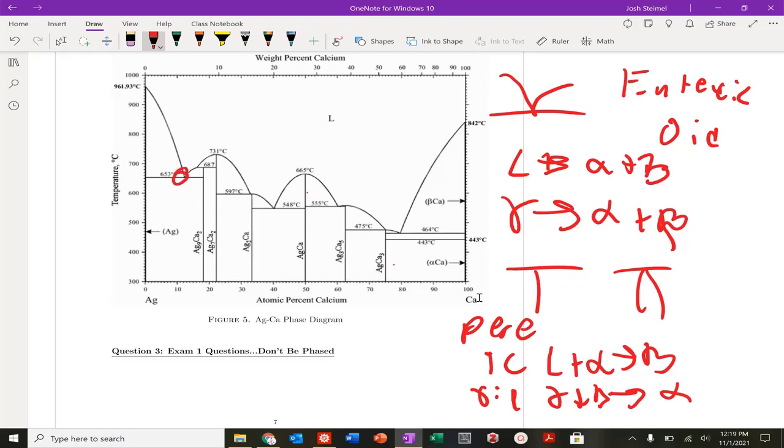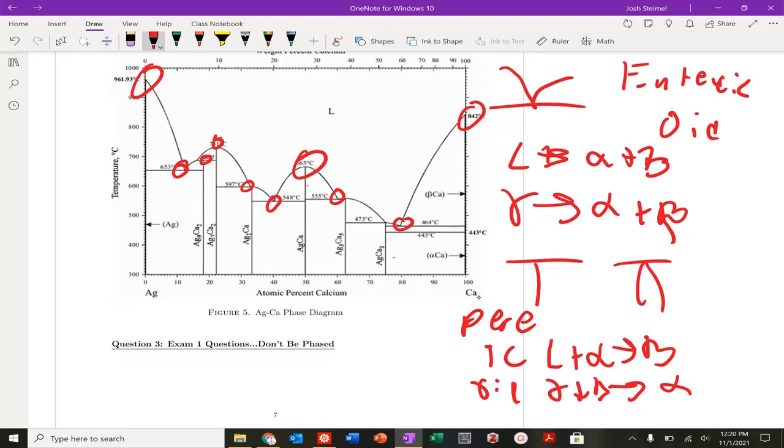So this one, eutectic. This one, peritectic. What else we got? This is probably eutectic here. This is eutectic here. This is eutectic here. This is eutectic here. Do we have any other values here? I don't think so. So we have quite a few eutectics. We have a congruent melting point here, here, here, and here, and that's pretty much it. So that's our phase diagram.